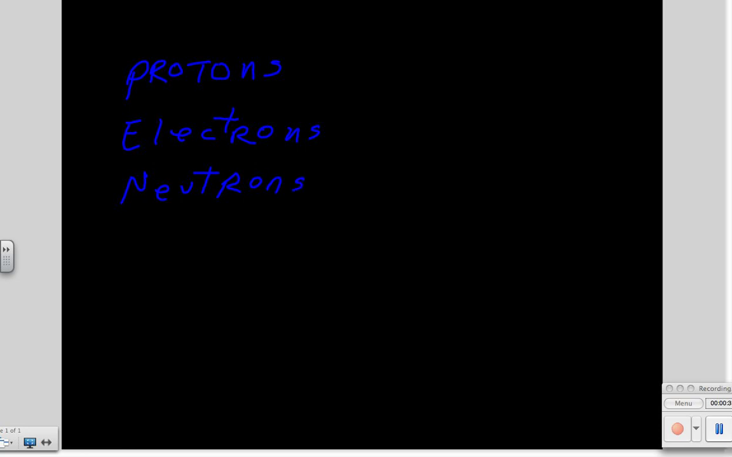Now these particles are very, very small. They carry a charge. A proton is a positive charge, an electron is a negative charge, and a neutron is considered to have a neutral charge.